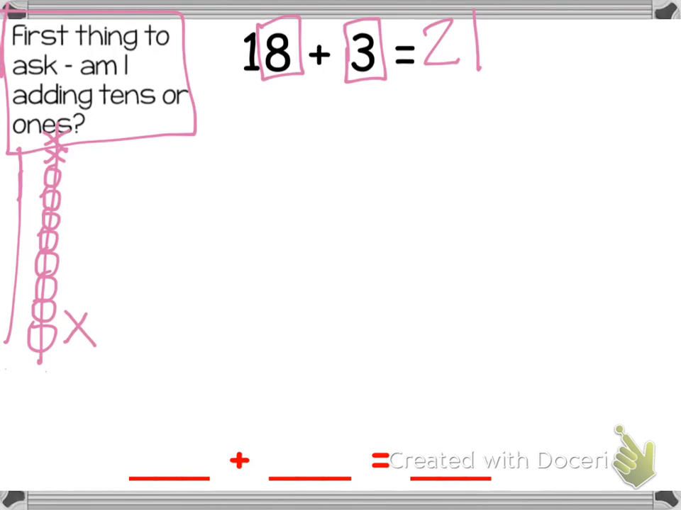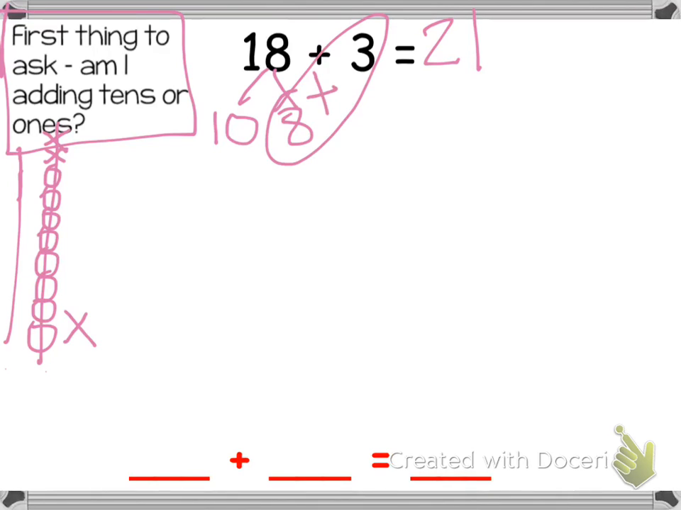We need to break apart, I'm going to unbox these. We need to break apart this 18 to where we can add our tens and add our ones together. So we broke apart 18 the 10 way, which is 10 and 8. Now, we're going to add our ones. 8 plus 3. Well, now 8 plus 3 is 8, 9, 10, 11. Now, we have to add 10 plus 11 together.